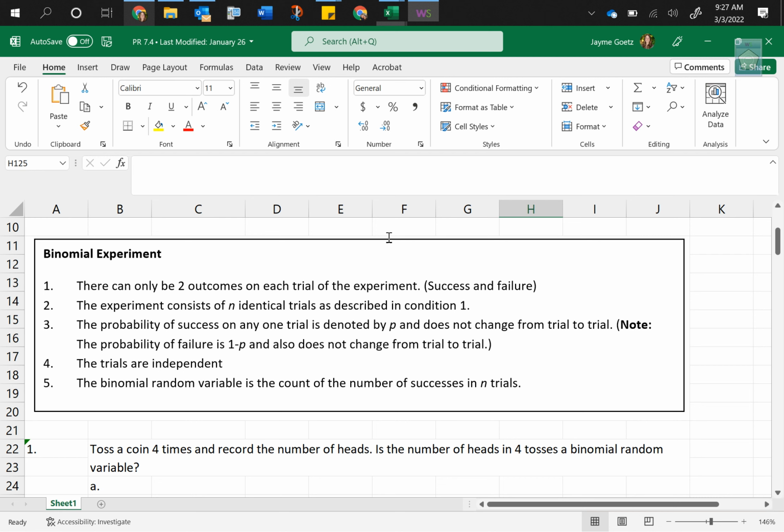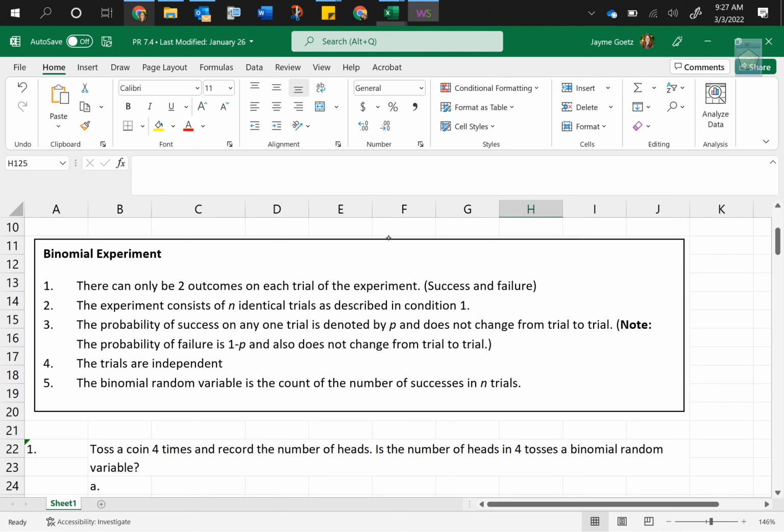The third rule: the probability of success on any one trial is denoted by P, and it does not change from trial to trial. The probability that you're going to win is called P. Note, the probability of failure is the complement of that, 1 minus P. We will also refer to 1 minus P as Q. P is success, 1 minus P is failure, but a lot of times I call it Q. That's something you might want to notate there. That also does not change from trial to trial.